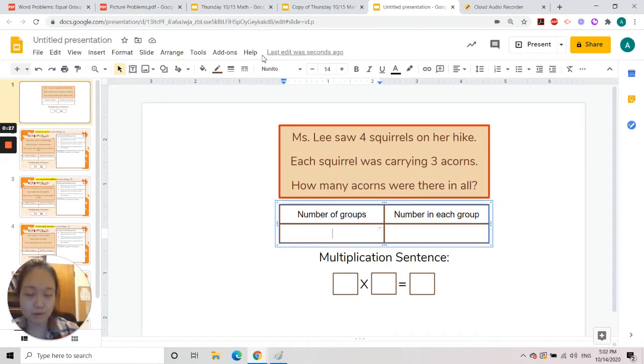Let's look at the word problem that we'll be working with. Miss Lee saw 4 squirrels on her hike. Each squirrel was carrying 3 acorns. How many acorns were there in all?